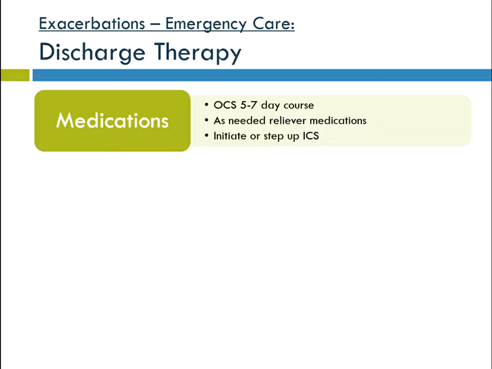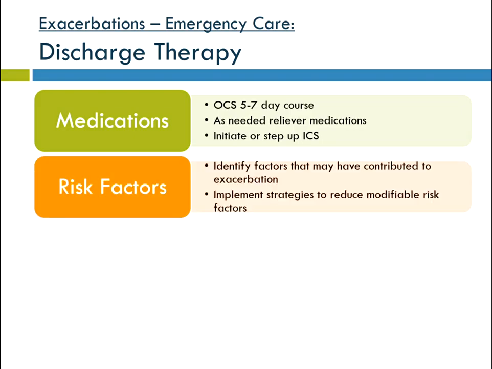Okay? Medications to put them on for discharge: oral corticosteroids for 5 to 7 days, as needed reliever medication, and initiate or increase their ICS therapy. Depending on where they started, increase that dose, or maybe they didn't start on anything, so you want to start them on something. Okay? Consider some risk factors that may have contributed to this exacerbation in the first place. So we need to identify what they are and then implement some strategies to reduce or eliminate them. Okay? Help the patient figure out how did we get here so that we don't get here again.